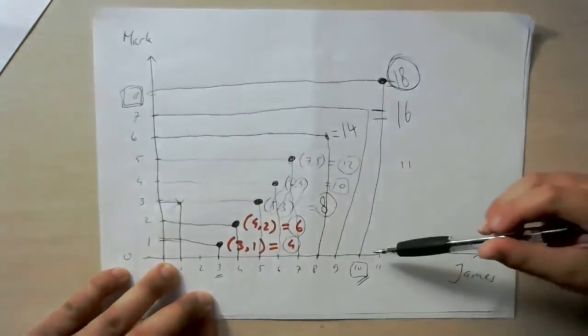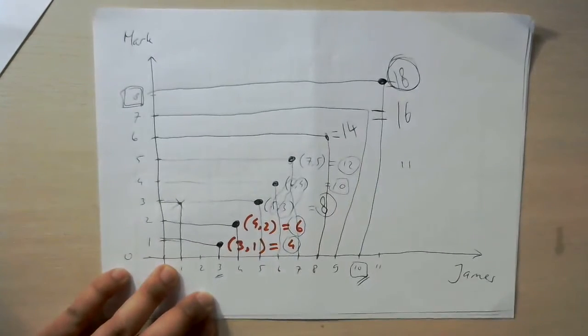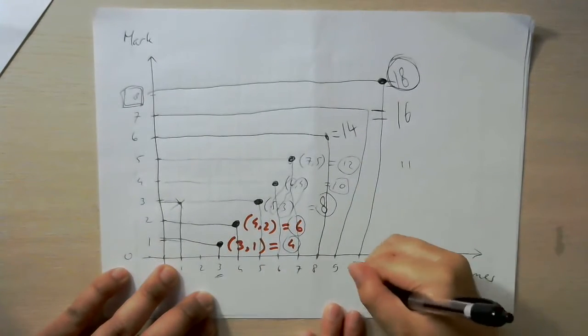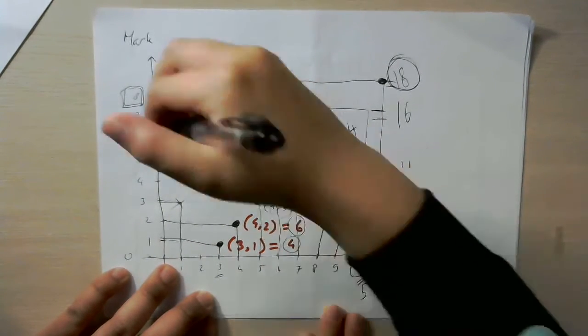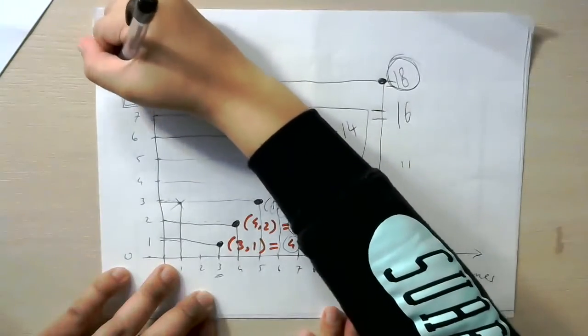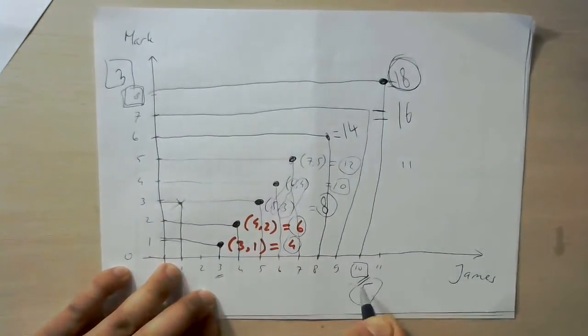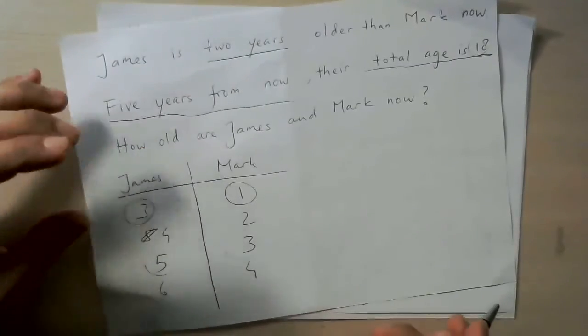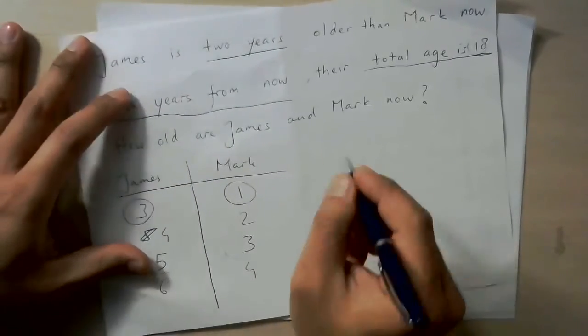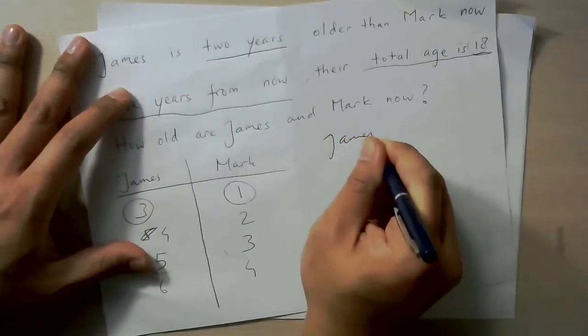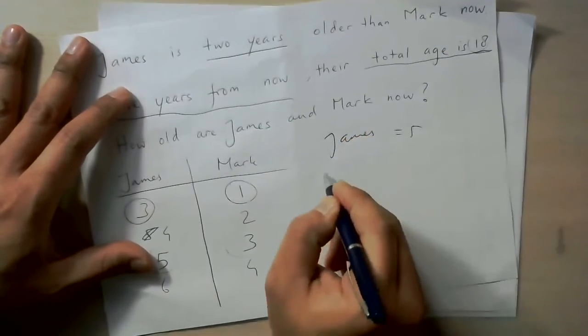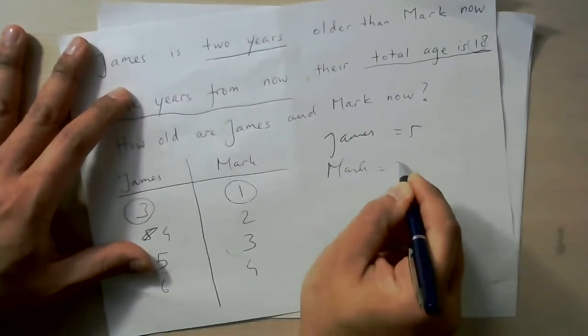Oh, so now, if he was 5 years back, James would have been 5 and he would have been 3. Very good. So that is the answer to that question. The age of James and Mark now, yeah, James is 5 and Mark is 3.